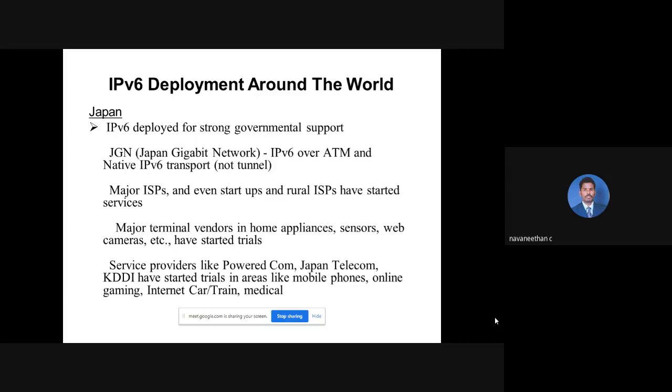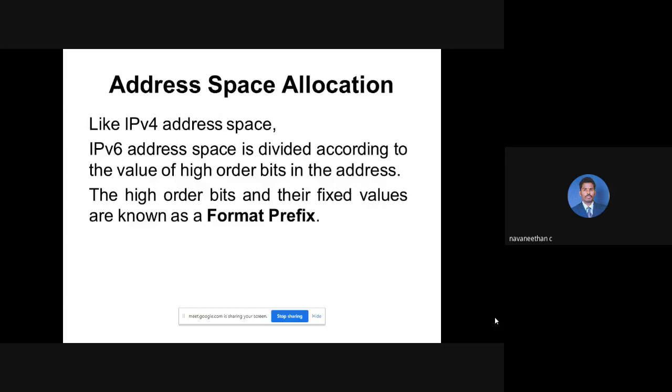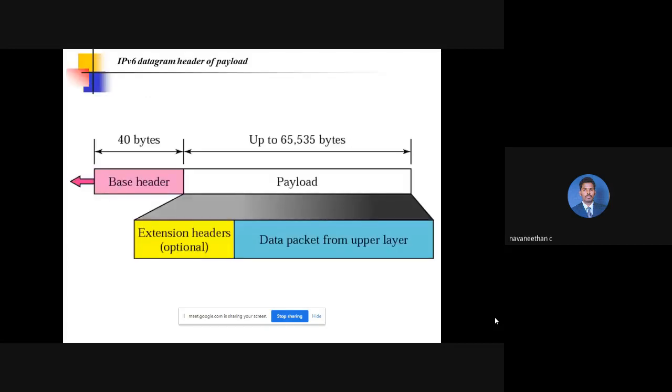Okay, I think this is the only country where they have deployed this one. Fine. Then about the address format, I think I have to highlight it. See, compared to IPv4, you might have studied various things with respect to IPv4. Just look at IPv6.